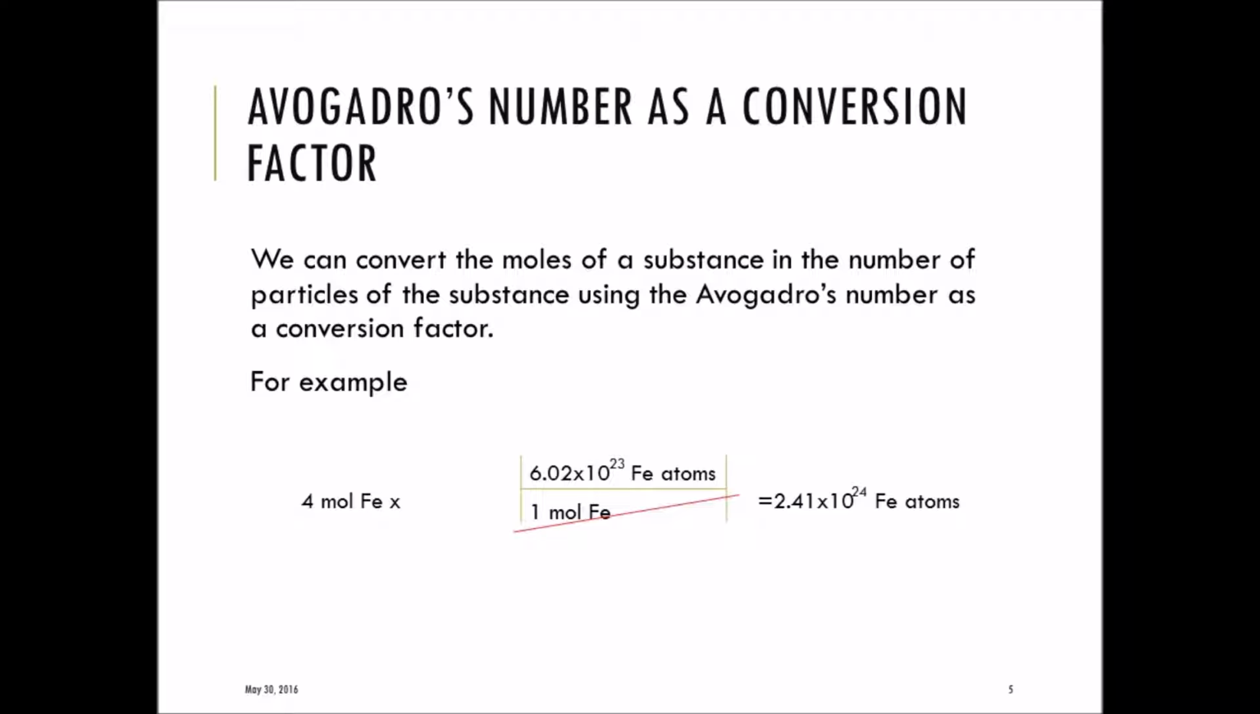As the relationship is, for every mole of iron atoms, we have Avogadro's number of iron atoms, we are going to multiply the number of moles that we have, in this case 4, times Avogadro's number in order to know how many atoms of iron are there in 4 moles of iron. So we do this calculation, and the answer will be 2.41 times 10 to the 24th iron atoms.